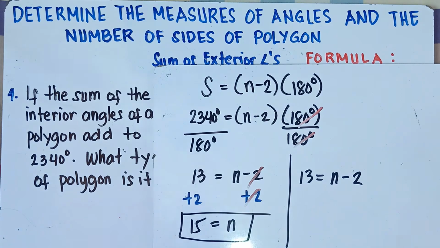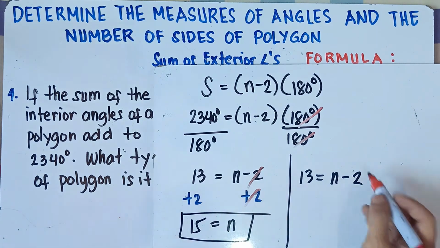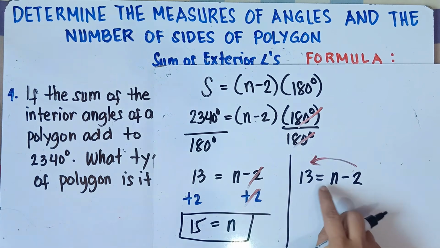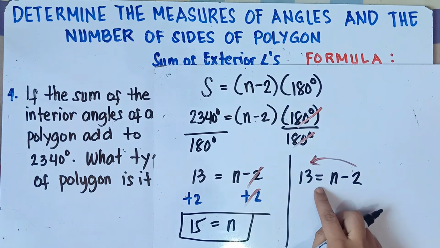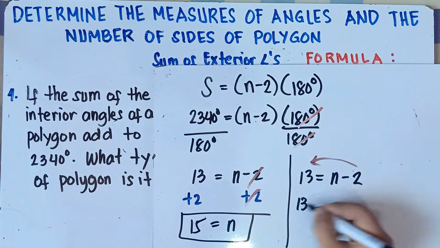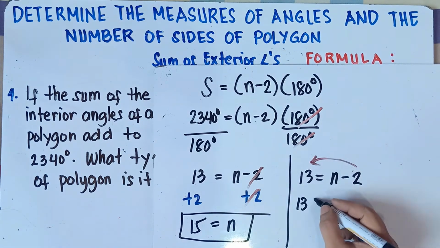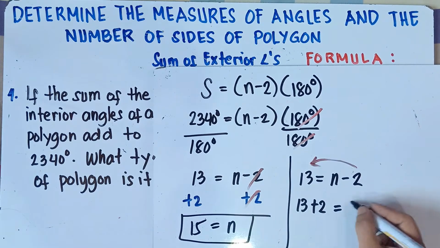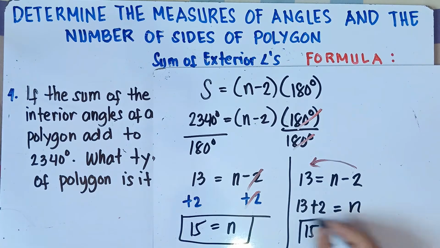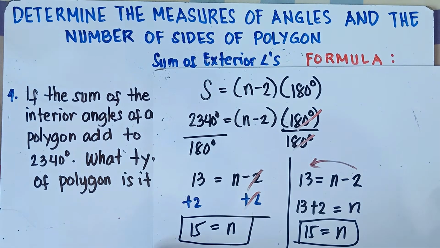Alright, so the second solution, we can simply transpose negative 2 from right to left. Once you transfer a term across the equal sign, you always change the sign. This is negative 2, it becomes positive 2. So this will be 13 plus 2 equals n. 13 plus 2, that's 15, equals n. So therefore, the number of sides is 15.